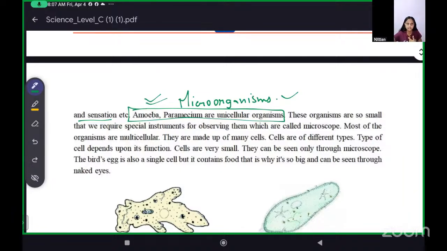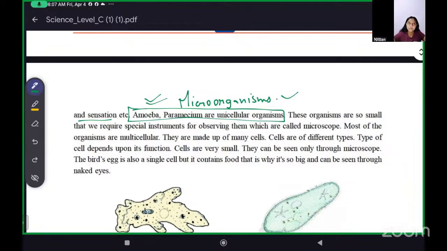All right, now most of the organisms are multicellular. Us humans are what? Multicellular. Why? Because we have many cells. All the animals, cows, buffaloes, birds, they are all multicellular, with many cells.